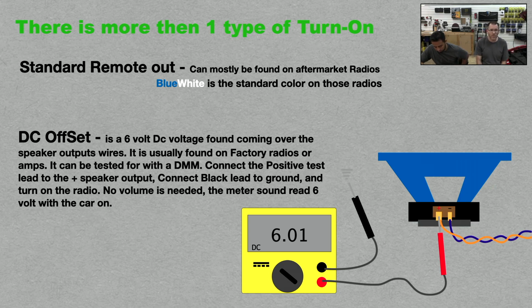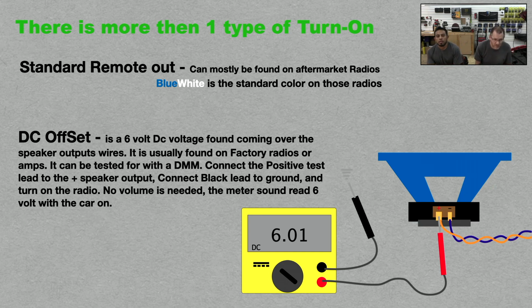The standard remote out can mostly be found in aftermarket radios. It is a blue with a white stripe. It is the standard color on those radios. Not the solid blue. The solid blue is an amplified, not the amplified turn on. It is the FM turn on for the amplified antennas. So blue with a white stripe should only be used to turn on amplifiers on a standard radio.